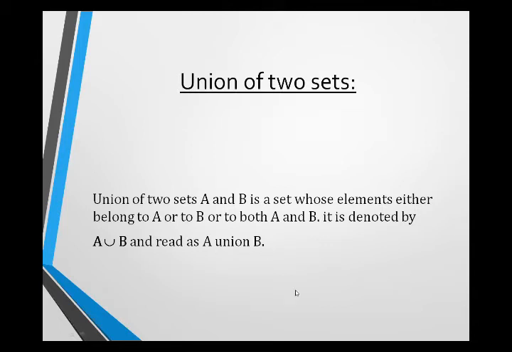I repeat, students, please listen to me carefully. The union of two sets A and B is a set whose elements either belong to A or to B or to both A and B. It is denoted by A union B and read as A union B.